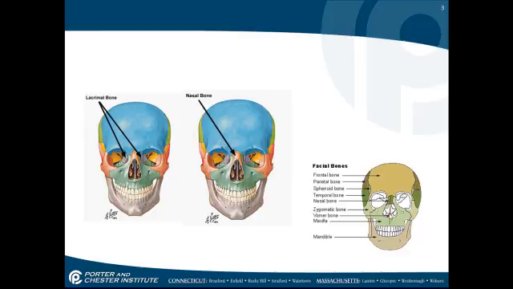And the vomer is right here. Here's the nasal area, nasal cavities. Here's the septum that divides those nasal cavities into a right and a left. And here's the vomer bone. There's only one of those.